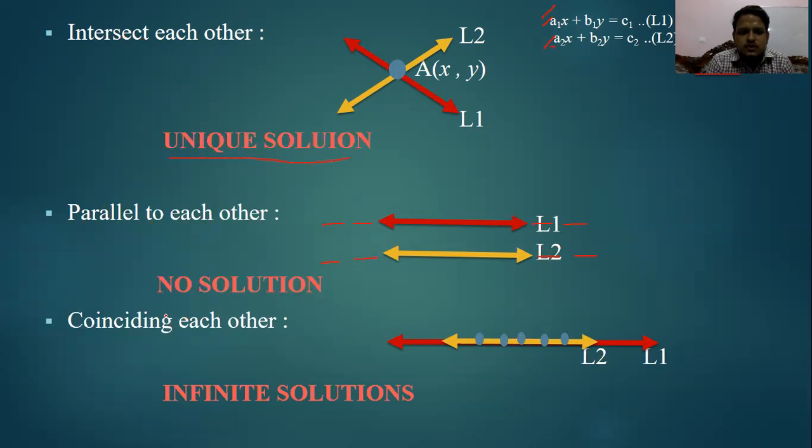First, unique solution. Second, no solution, and third, infinite solutions. But can you tell me under what condition we can say that a unique solution exists, or no solution exists, or an infinite solution exists for a given pair of linear equations? Let's see. In the first case, we have a unique solution.